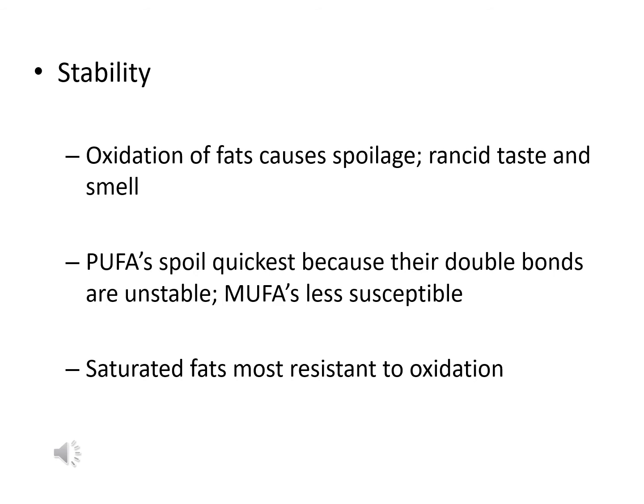Polyunsaturated fats have been found to spoil most readily because their double bonds are unstable. Monounsaturated fats are slightly less susceptible to spoiling. Saturated fats, however, are more resistant to oxidation, and because of this, they are very commonly used by food manufacturers in their products.